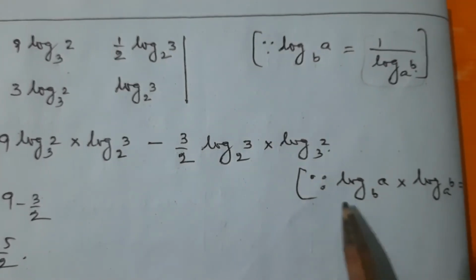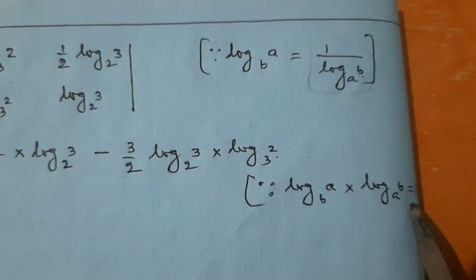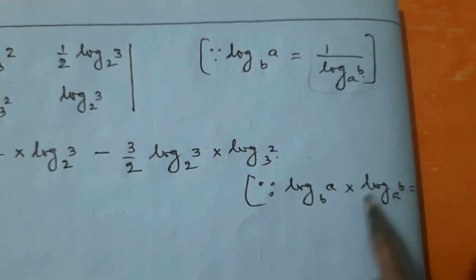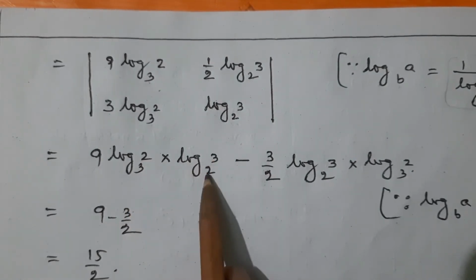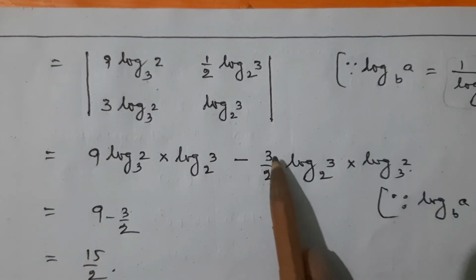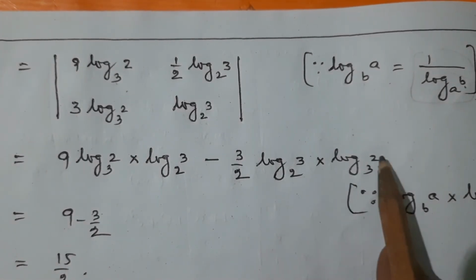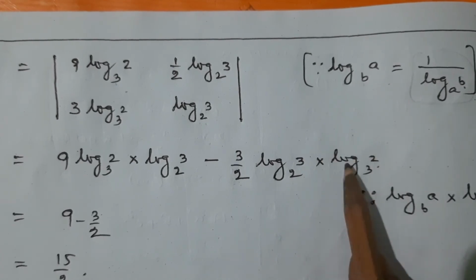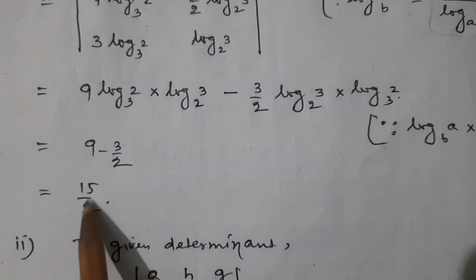Again we apply the formula: log a to the base b into log b to the base a equals 1. Using this formula, log 2 to the base 3 into log 3 to the base 2 is treated as 1. So this is 9 into 1, 9, minus 3 by 2 into log 3 to the base 2 into log 2 to the base 3, this is also 1. So 9 minus 3 by 2, and if we simplify we get 15 by 2.